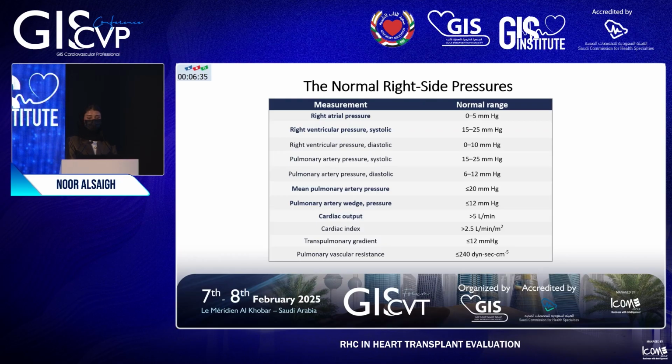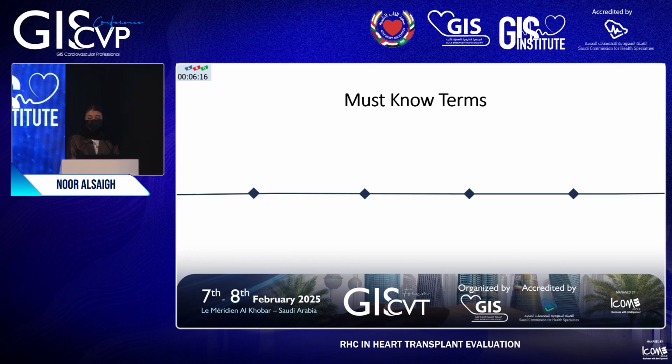So let's just review the normal values. RA is 0 to 5, RV is 15 to 25, MPA is less than or equal to 20 millimeters of mercury, wedge pressure is less than or equal to 12, cardiac output is more than 5, and pulmonary vascular resistance is less than or equal to 240 dynes per second per centimeter. So now there are some terms that we must know if we are performing right heart cath.